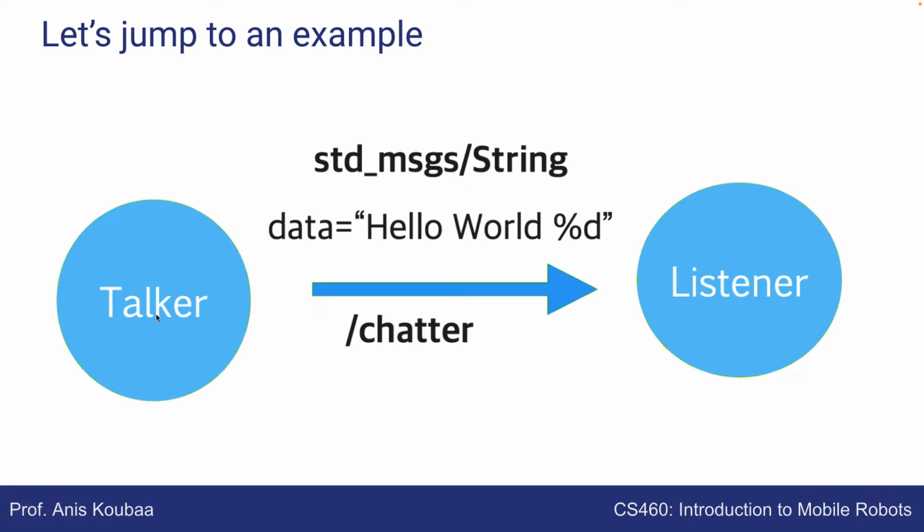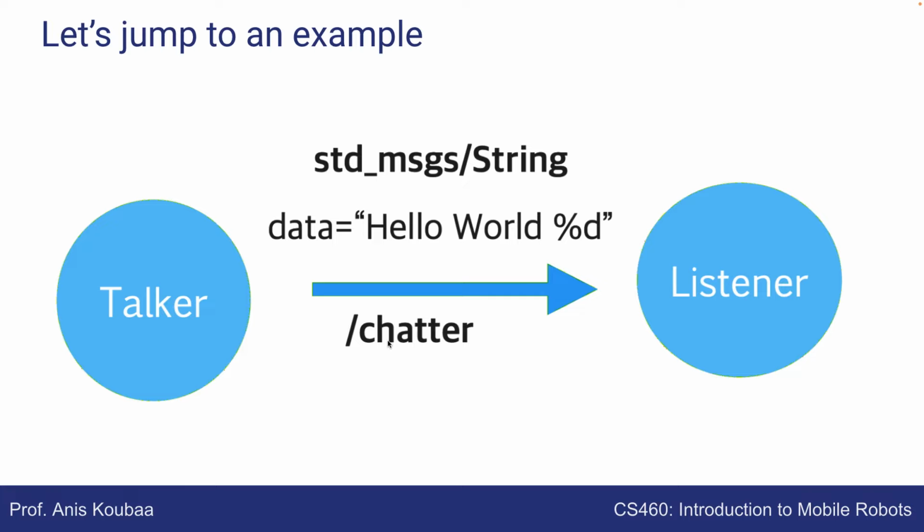We are going to use a talker and listener. What is the topic name here? Chatter. So we'll define a topic name that is chatter. Chatter is the topic that will be used in the publisher, which is the talker, and it's also the topic that we will use in the subscriber, that is called the listener.